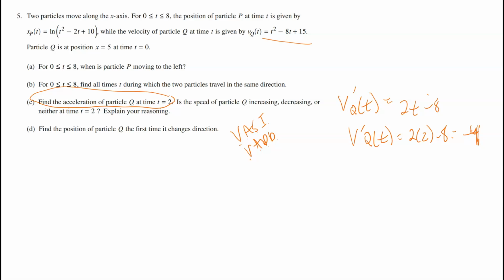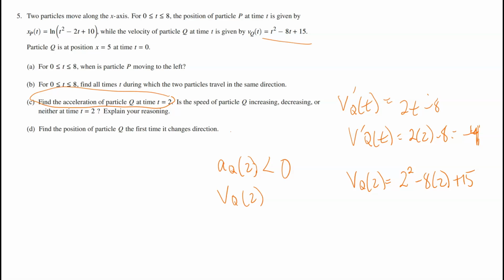So I need to check both velocity and acceleration to see if they're the same sign or if they're different signs. Well, I've already got acceleration, right? So I'm going to actually start with writing that the acceleration of Q at time 2 is negative. And I guess the best way to write that it's negative is to put that it's less than 0, okay? And then I'm going to write what the velocity of Q at time 2 is, and see if it's positive or negative. So how do I show that? Well, I just show myself plugging it in. VQ of 2 is 2 squared minus 8 times 2 plus 15, 4 minus 16 plus 15, that's going to be a positive. So that is greater than 0.